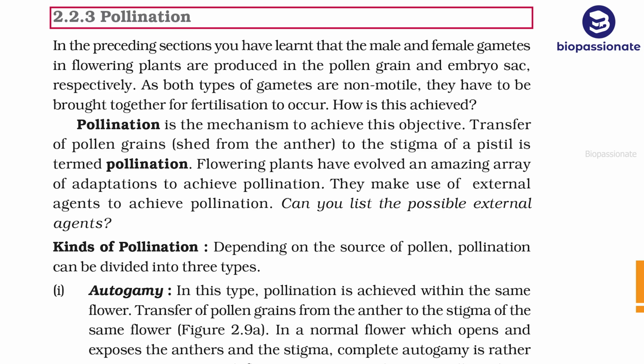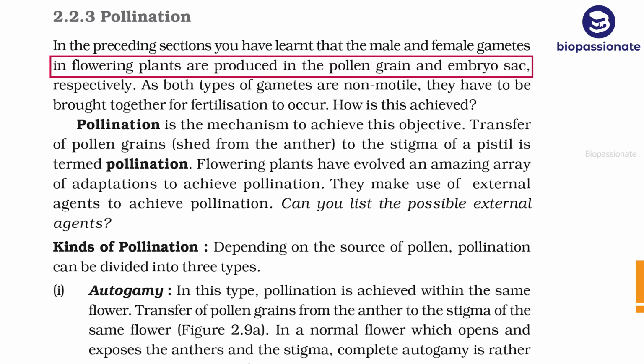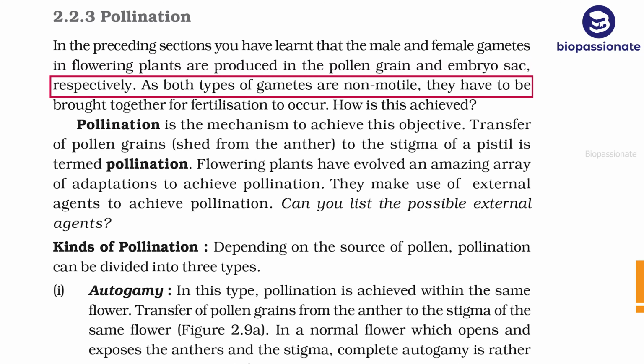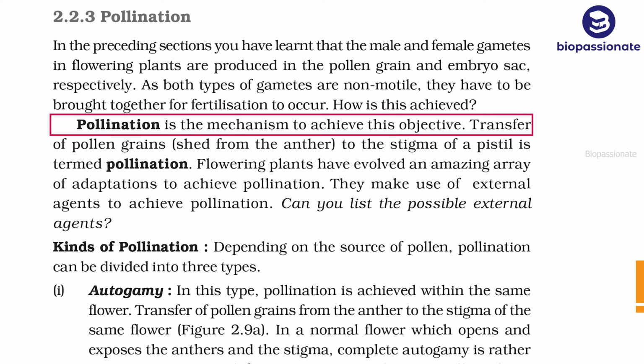2.2.3 Pollination. In the preceding sections, you have learned that the male and female gametes in flowering plants are produced in the pollen grain and embryo sac, respectively. As both types of gametes are non-motile, they have to be brought together for fertilization to occur. How is this achieved? Pollination is the mechanism to achieve this objective.